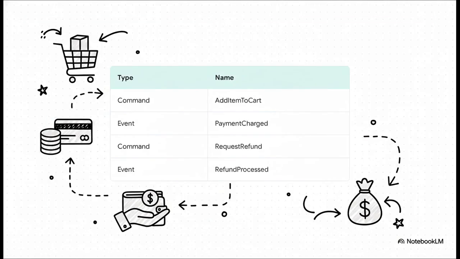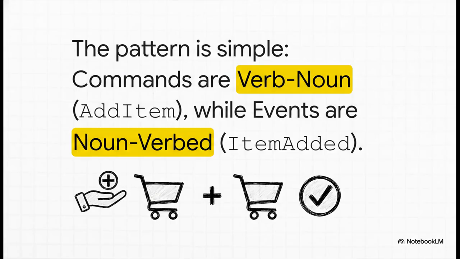Let's look at a few more examples from our shopping trip. The command add item to cart, that leads to the event item added. The command request refund, that might eventually cause the event refund processed to happen. You can really see that clear cause and effect relationship in every single pair. And as you look at these, you start to notice this brilliantly simple naming pattern. Commands are usually verb-noun, do this thing. Events are noun-verbed, this thing has been done. It's a super simple, elegant little trick that lets developers know exactly what kind of message they're dealing with, just by looking at its name.